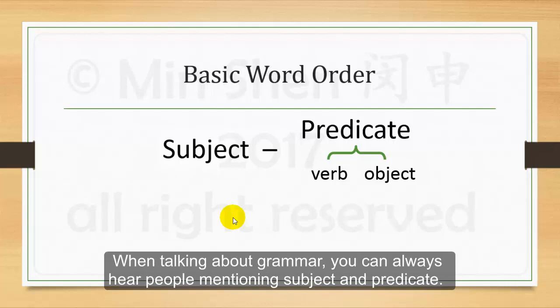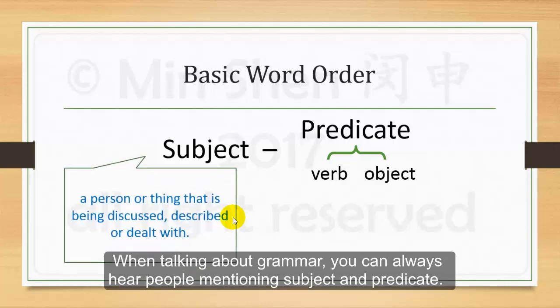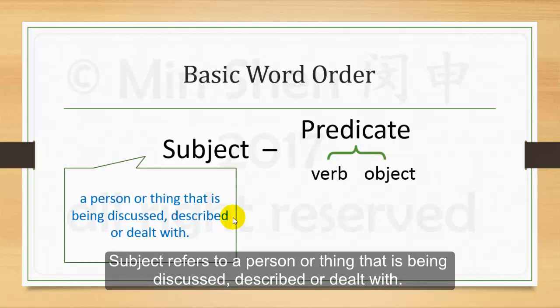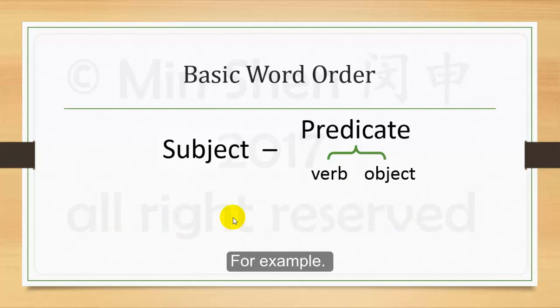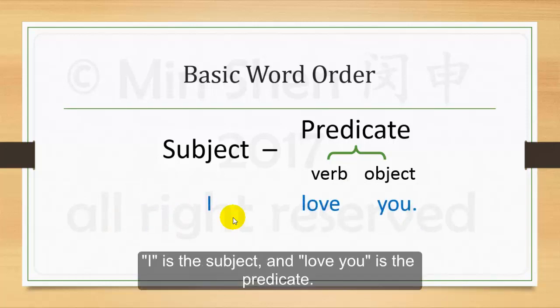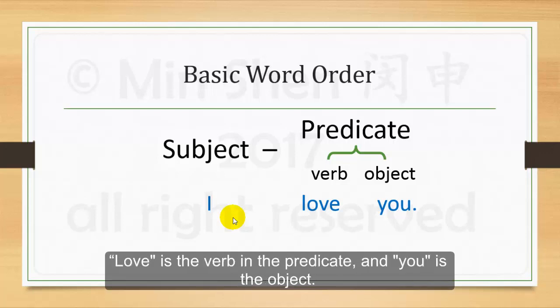When talking about grammar, you can always hear people mentioning subject and predicate. Subject refers to a person or thing that is being discussed, described, or dealt with. And predicate is the part of a sentence containing a verb and stating something about the subject. For example, in the sentence "I love you", "I" is the subject, and "love you" is the predicate. "Love" is the verb in the predicate, and "you" is the object.